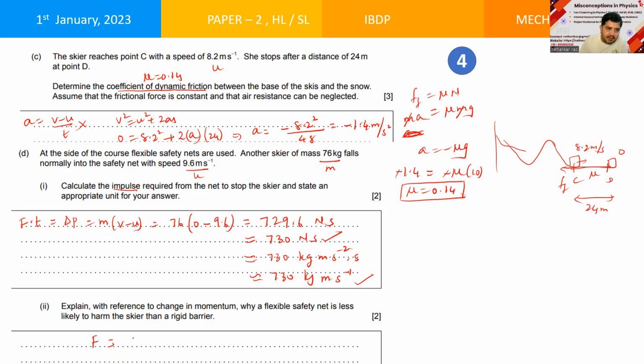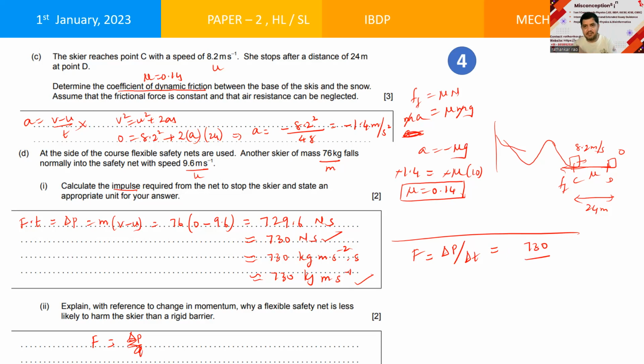Force will now be delta P divided by delta T. I'll write it here. F is equal to delta P divided by delta T, which should be, delta P is what? 730, which we have already got. Let us say it takes only 2 seconds. Usually it doesn't take 2 seconds.